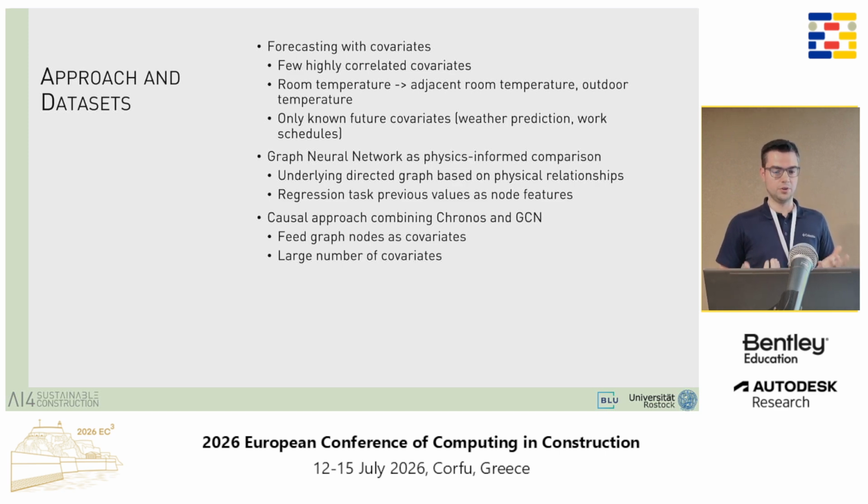The graph neural network approach serves as a physics-informed comparison, so we have an underlying directed graph. We build on domain knowledge of physical relations, and we define this as a regression task of predicting the next values with known features containing previous values. And the causal approach, combining both, we feed the graph nodes as covariates, resulting in a high number of covariates.